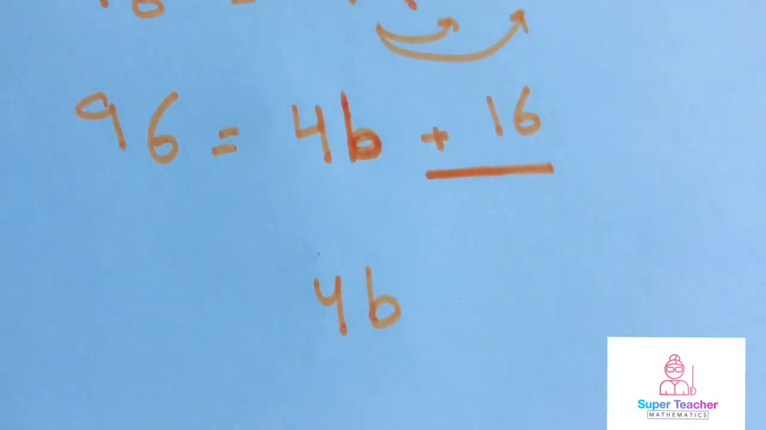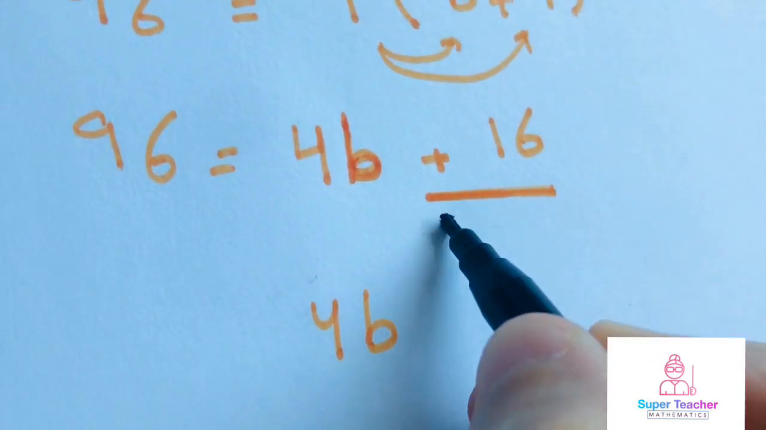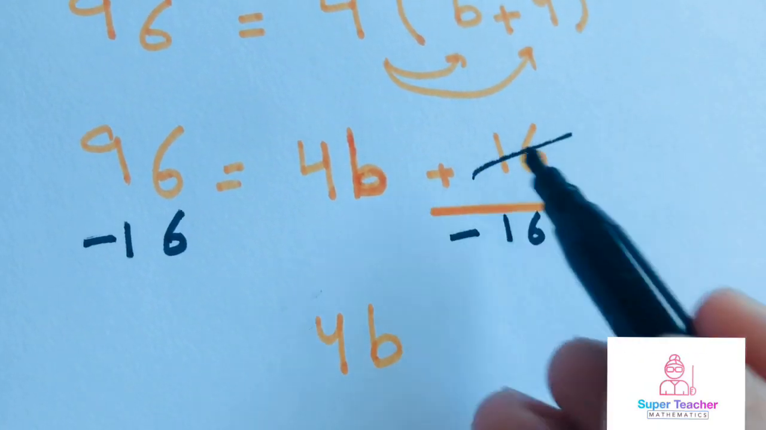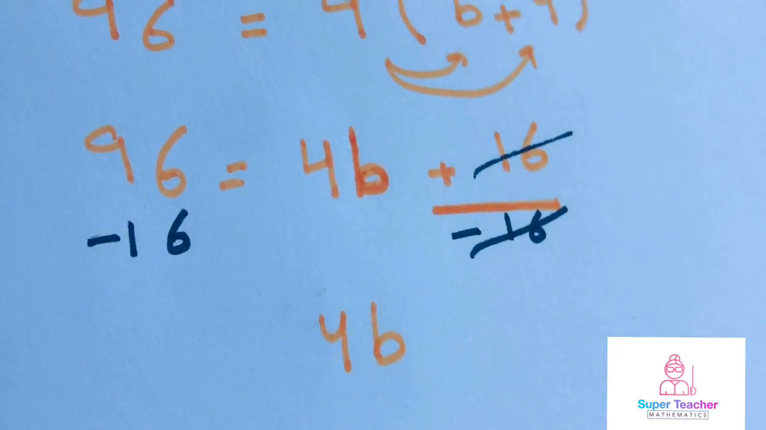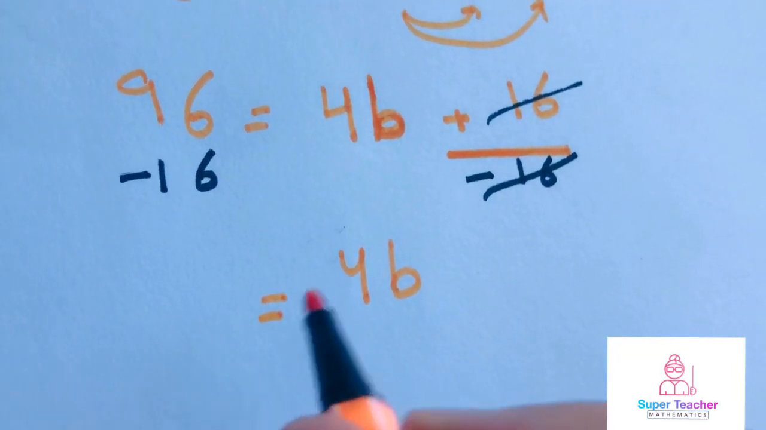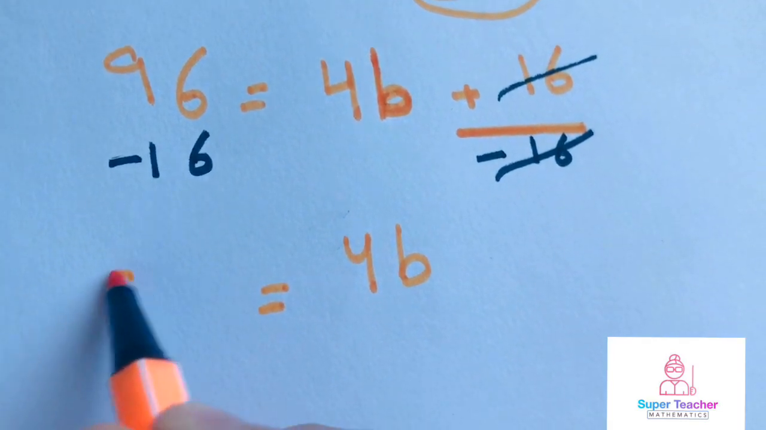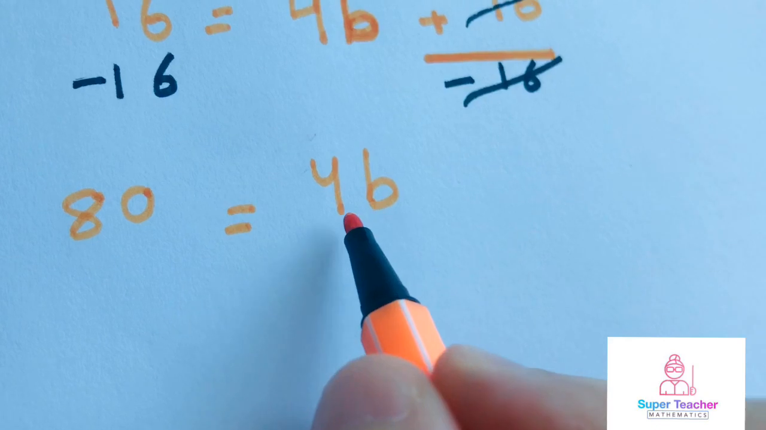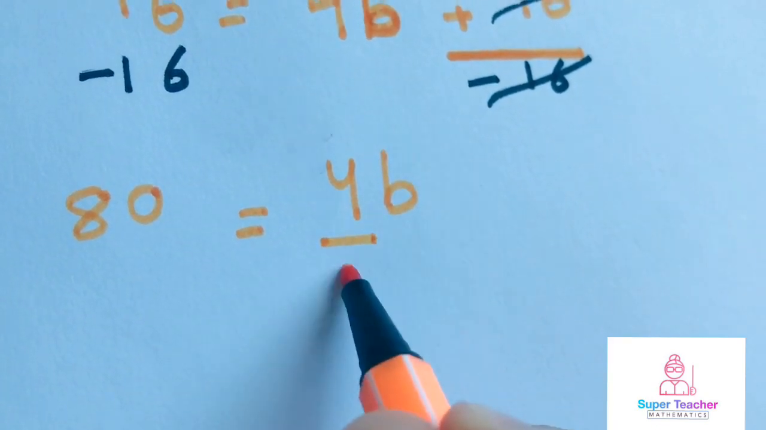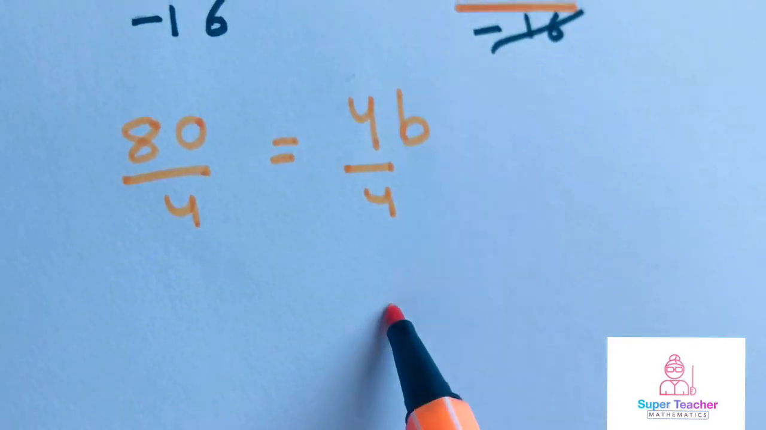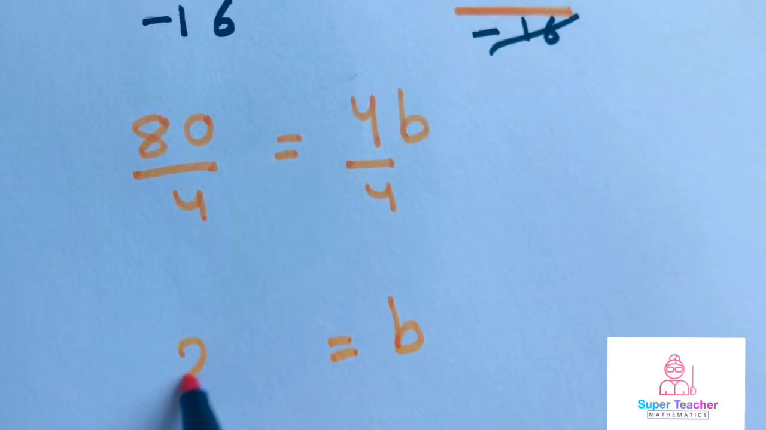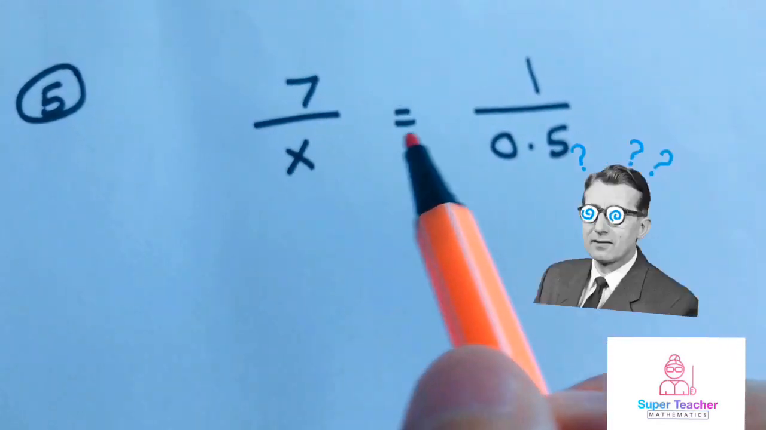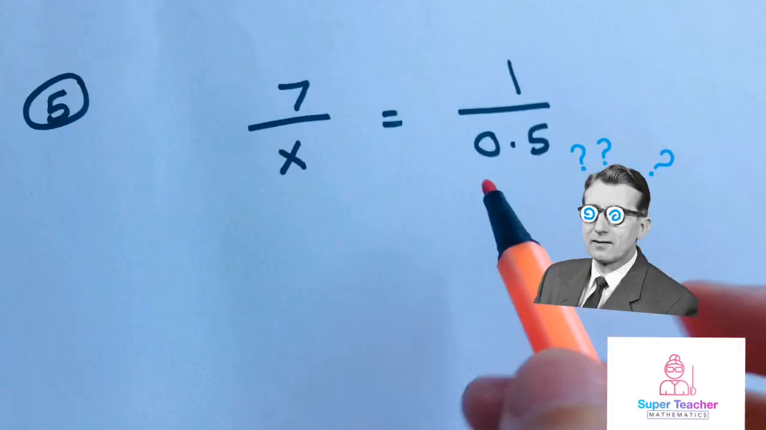Let's take another color. So I'm going to do minus 16 here and minus 16 here. This one will cancel. So now 4b is alone, and 96 minus 16 is 80. Now let's divide by 4 on both sides, because here is multiplication. So b equals 80 divided by 4, which is 20. Done.